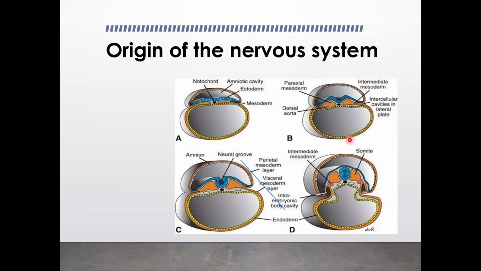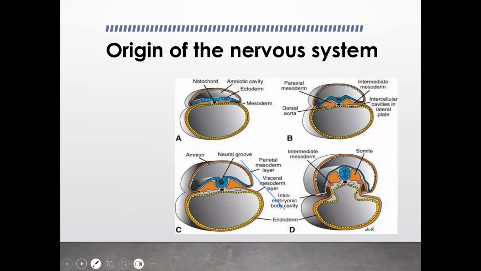Now on these other images, you can appreciate the formation during the lateral folding. During the lateral folding, you'll have the incorporation of the endoderm, which gives rise to the gastrointestinal system and also the respiratory system. So you can appreciate how it's incorporated into the body. But that's a discussion for another day.